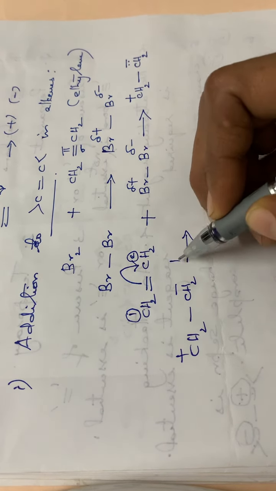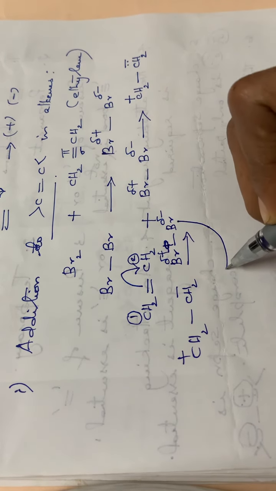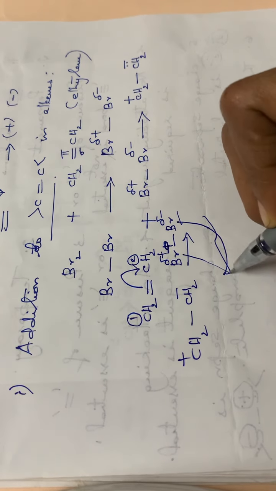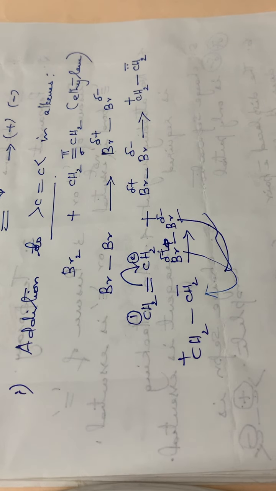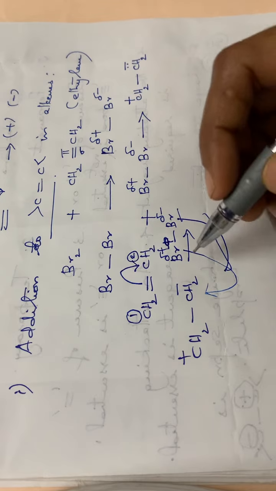While this bromonium ion is adding, what happens? I'm writing it like this: Br delta positive, Br delta negative. I am adding the Br positive to the CH2 negative. Br positive to CH2 negative. So what happens?